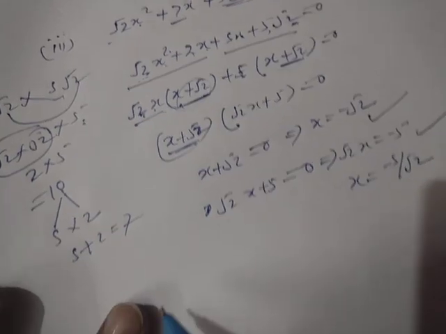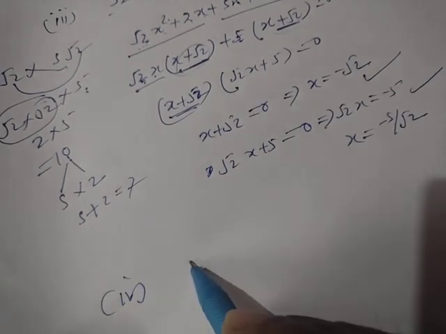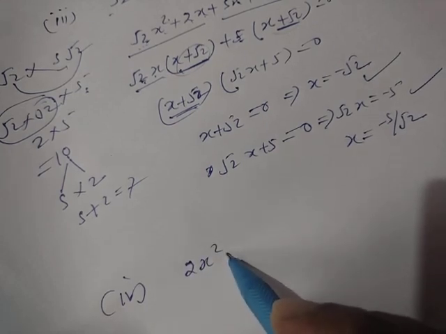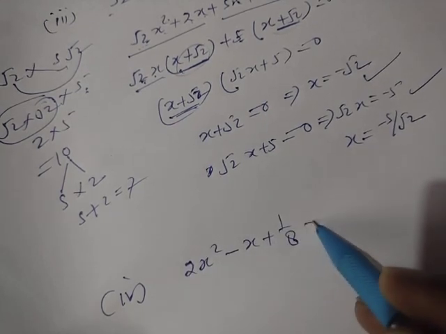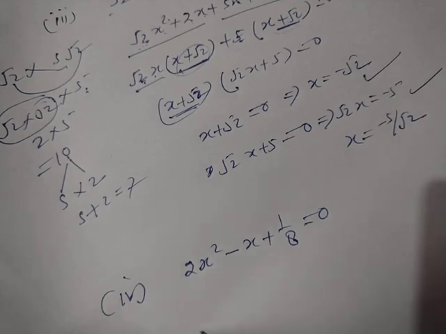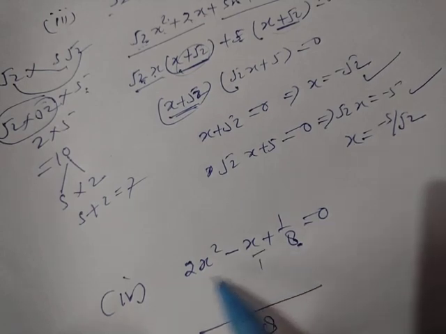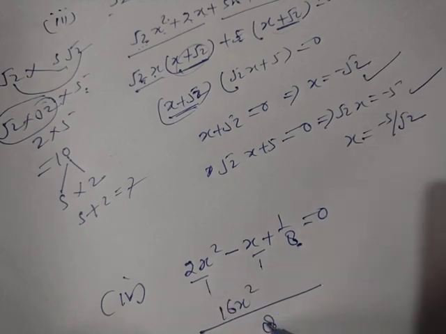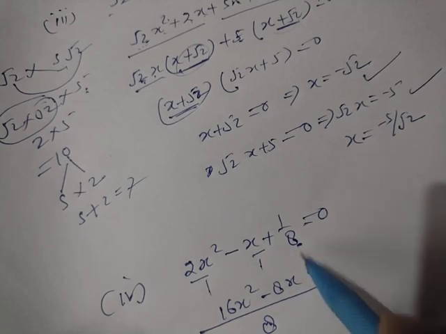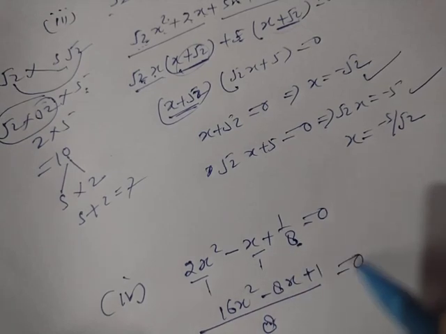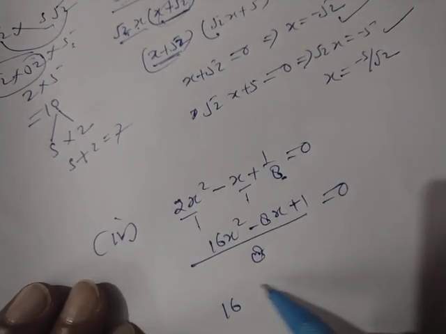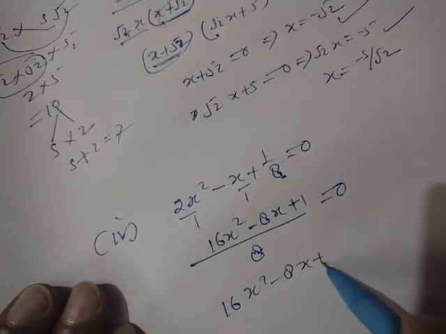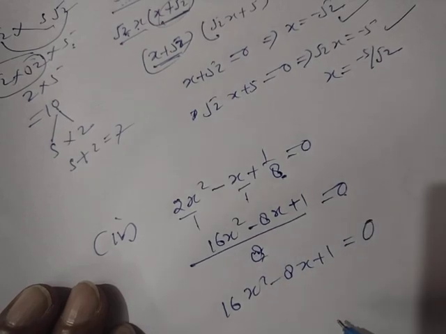Okay, student. Now see the fourth part. 2x square minus x plus 8 is equal to 0. You take 8 as LCM. Then 8 divided by 1 goes 8 times, 8 times 2 is 16x square. 8 divided by 1 goes 8 times, 8 times 1 is 1, equal to 0. By cross multiplying, 16x square minus 8x plus 1 is equal to 8 into 0, 0.